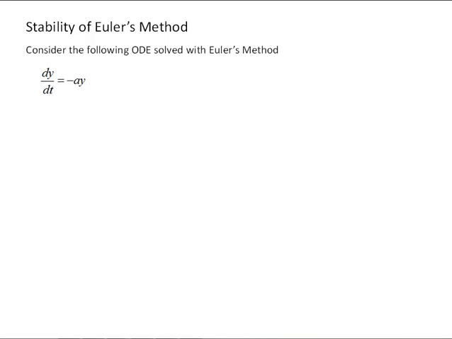To get a little bit more insight into this concept of stability, let's look at applying Euler's method to the first order differential equation dy/dt is equal to negative a times y. And in this differential equation, a is just some constant.